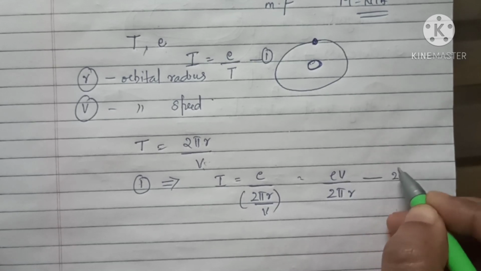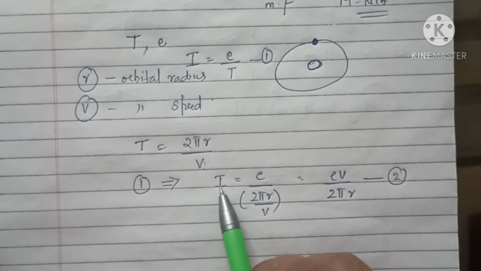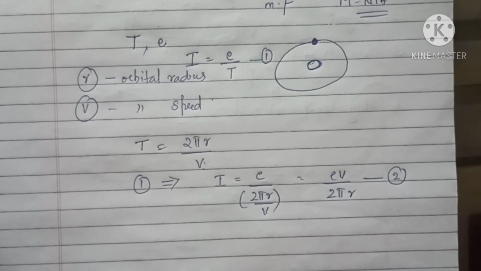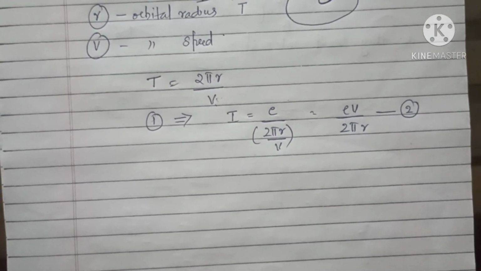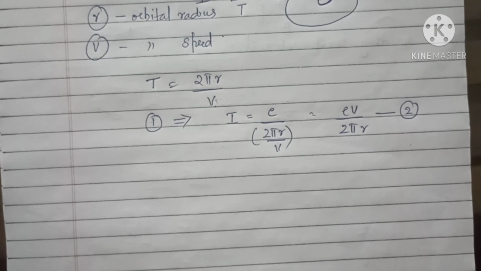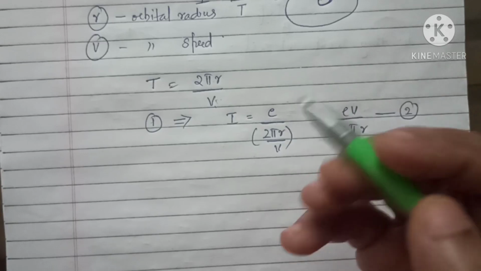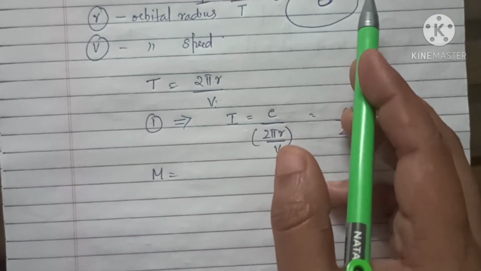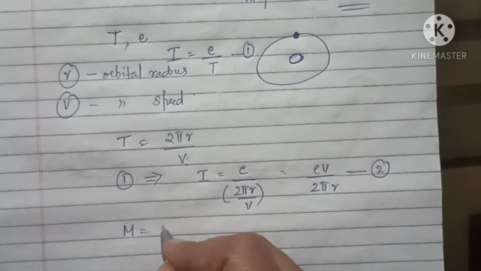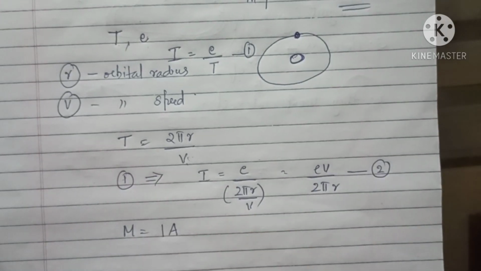So let this be equation number 2. This is the expression for current. Now again we are coming back to the magnetic moment of an electron in this loop. It is given by m is equal to, as I told, I into A. We have studied this one.